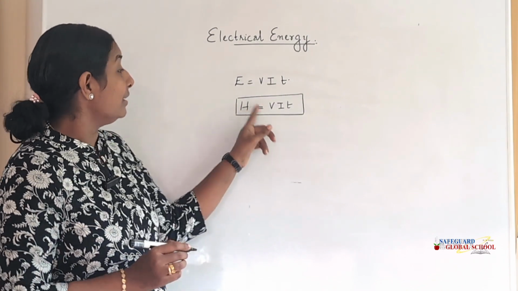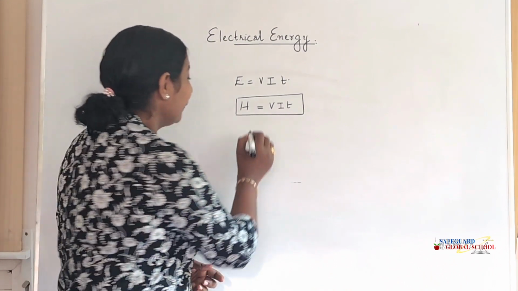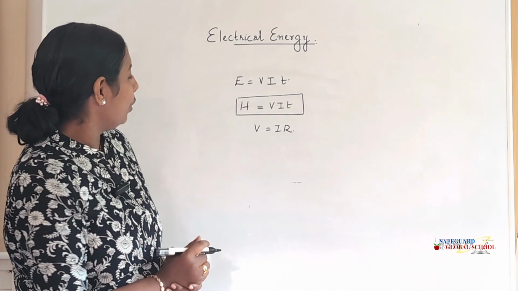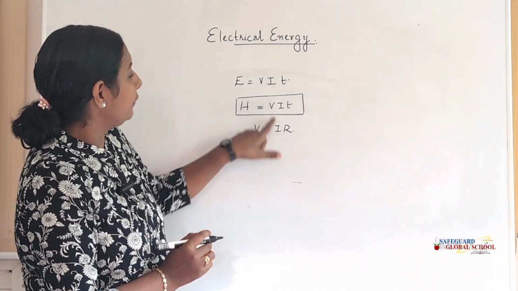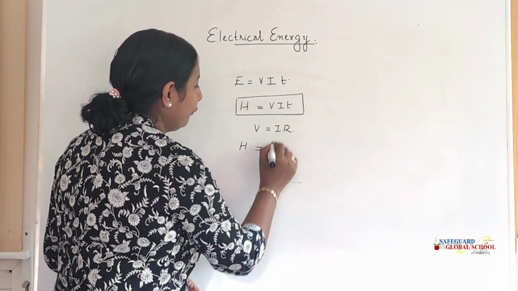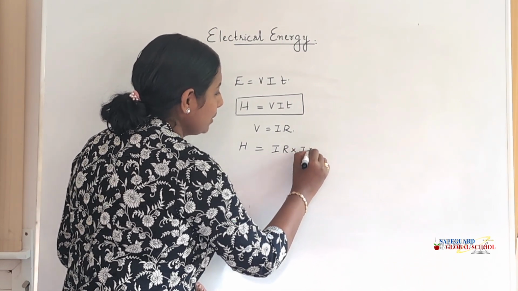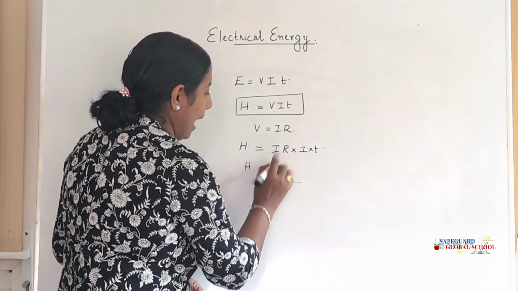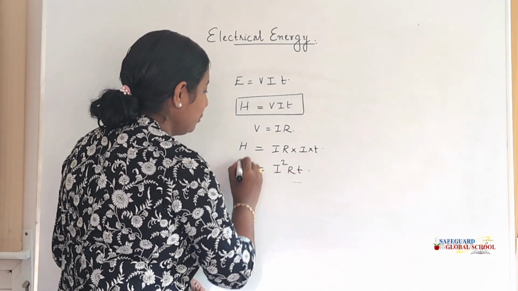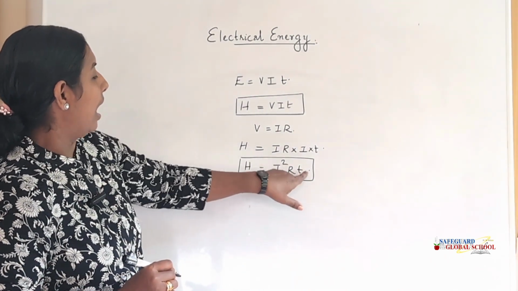So we can write this in terms of R also. We know that according to Ohm's law, V is equal to IR. So can we write IR instead of V? So what will we get? H is equal to, instead of V we will write IR, so IR into I into T. So what is it finally? I into I, it is I square RT. Is this the same Joule's heating law that we have derived? So H is equal to I squared RT.